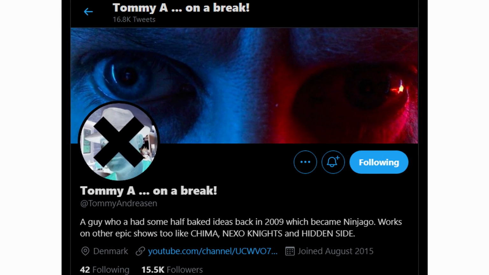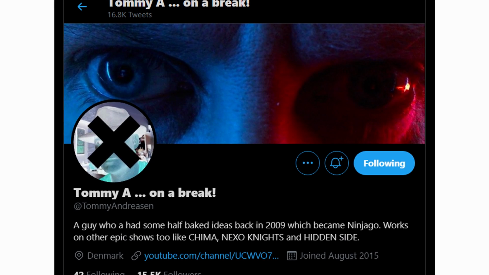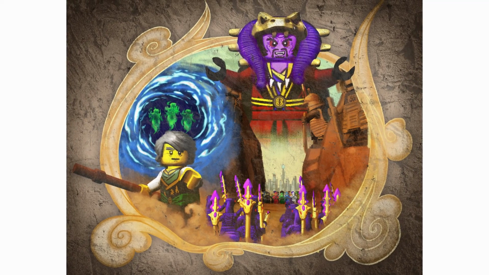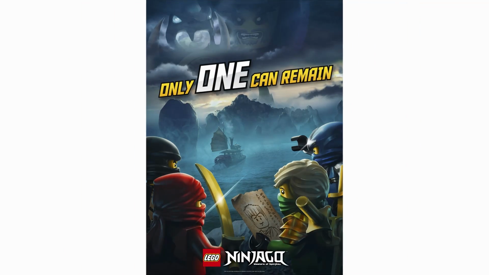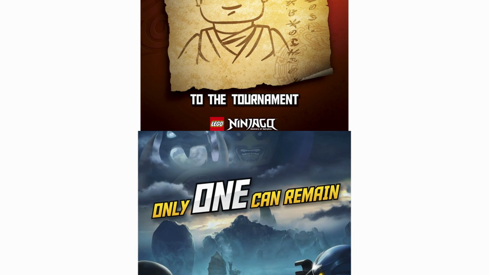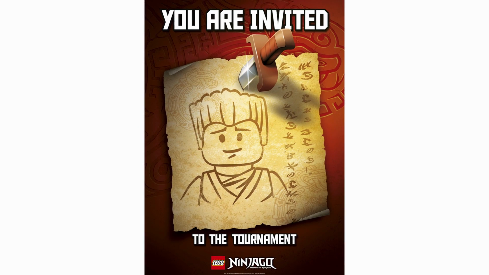Today I'm going to be going over two concept art designs for two key characters introduced in LEGO Ninjago Season 4 Tournament of Elements, and these are both really cool designs here, done by Tommy Andreasen. I want to talk about why they were not used in the final concept, and go through my theories on how these designs could have changed up the story of Tournament of Elements. So without further ado, let's get straight into it.